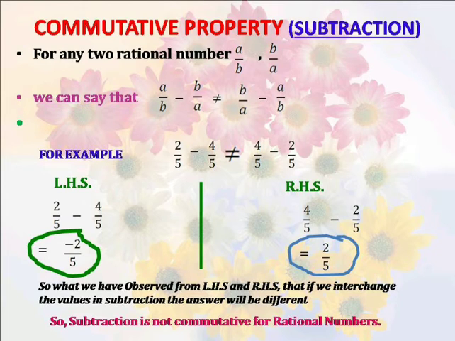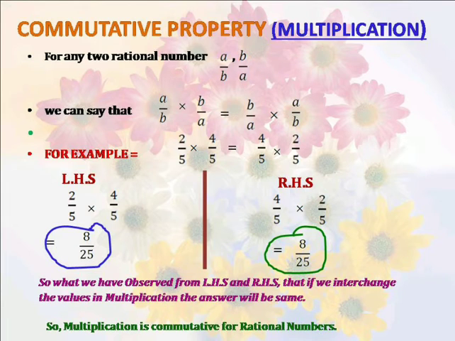Now number 3. Commutative property for multiplication. Commutative property for multiplication says that when we are interchanging the values in multiplication, the answer will be same. For example, here I have multiplied 2/5 multiplied by 4/5 in LHS and 4/5 multiplied by 2/5 in RHS. Both the answers are same. It shows multiplication is commutative for rational numbers.